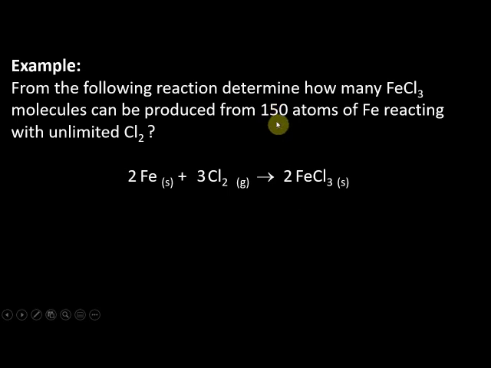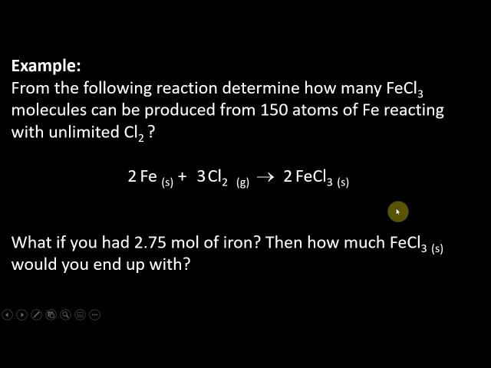If I take, for example, in what I've got here on the screen, 150 atoms of iron, and I react it with unlimited chlorine, how many molecules of iron 3 chloride am I going to make? Well, it's a 2 to 2 ratio. So for every 2 irons, I make 2 iron 3 chlorides. So if I have 150 atoms, I'm going to make 150 atoms of iron 3 chloride. Fairly straightforward.